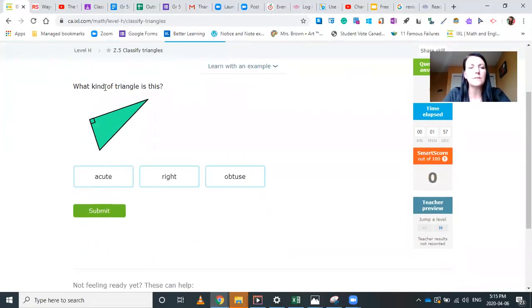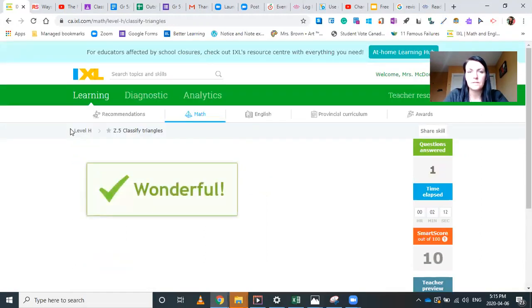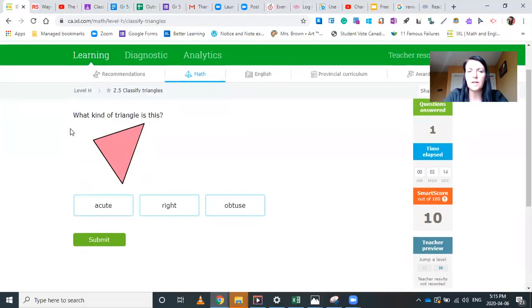So it says, what kind of triangle is this? The specific angle that is represented here has a box that, remember, reminds us that it's a 90 degree, which makes that a right triangle. Right? You can press pause, figure it out, come back, check if you're right.